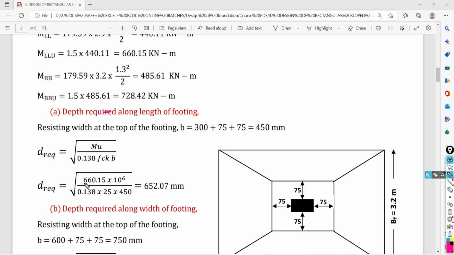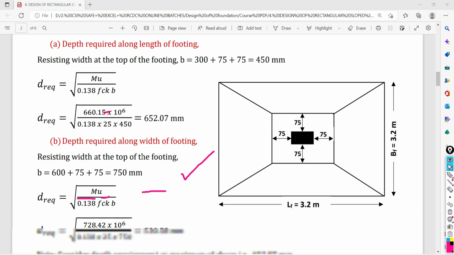So I am going to put here 660.15 into 10 raised to 6 divided by 0.138 multiplied by fck, the characteristic strength of concrete, which is 25, multiplied by width as 450. If you put these values here, you get the effective depth required along the length of the foundation as 652.07 mm. So keep in mind this much depth of the footing is required along the length.